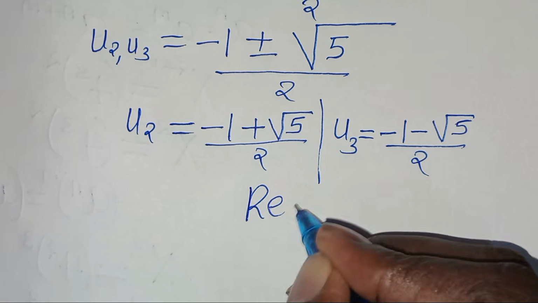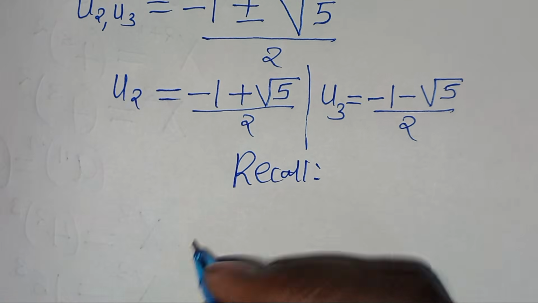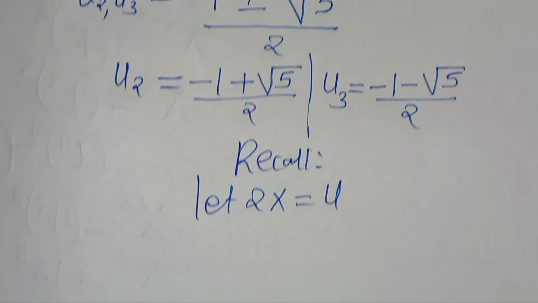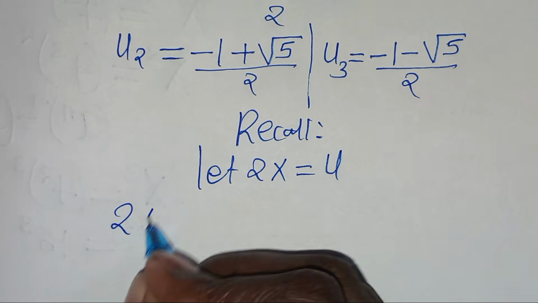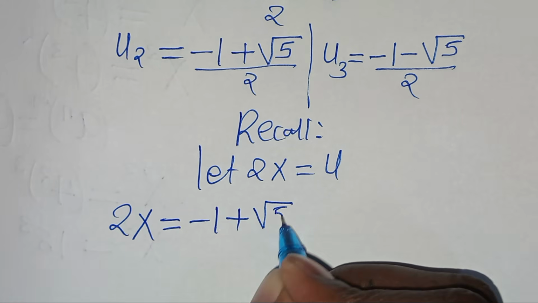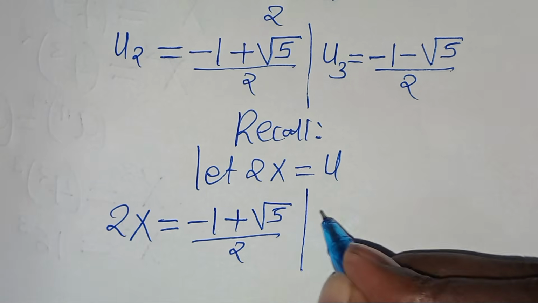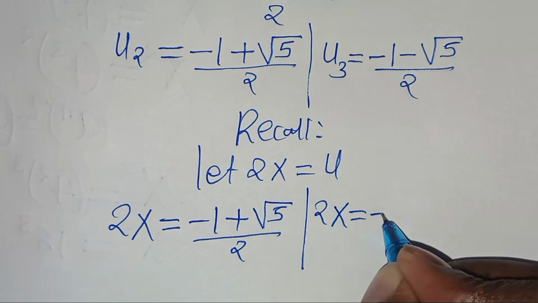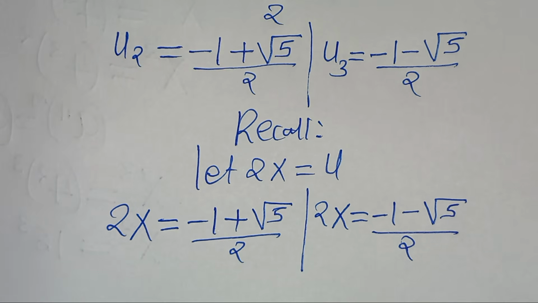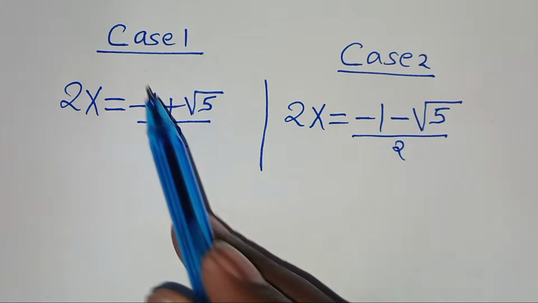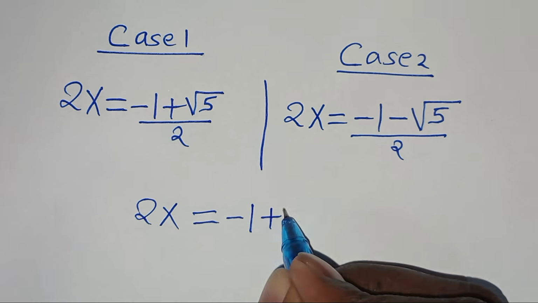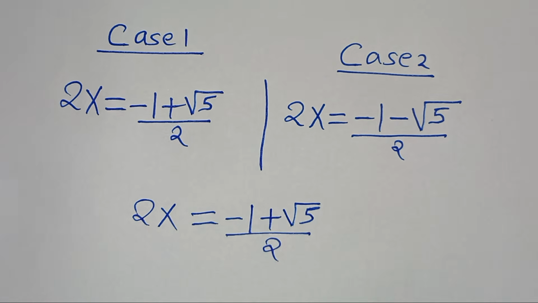Again, if you recall, we have seen that we let 2x be equal to u. So we have that 2x is equal to negative 1 plus square root of 5 over 2. Then we have 2x, this is equal to negative 1, subtract square root of 5 divided by 2. Now let's start with case 1. We have 2x, this is equal to negative 1 plus square root of 5 divided by 2.